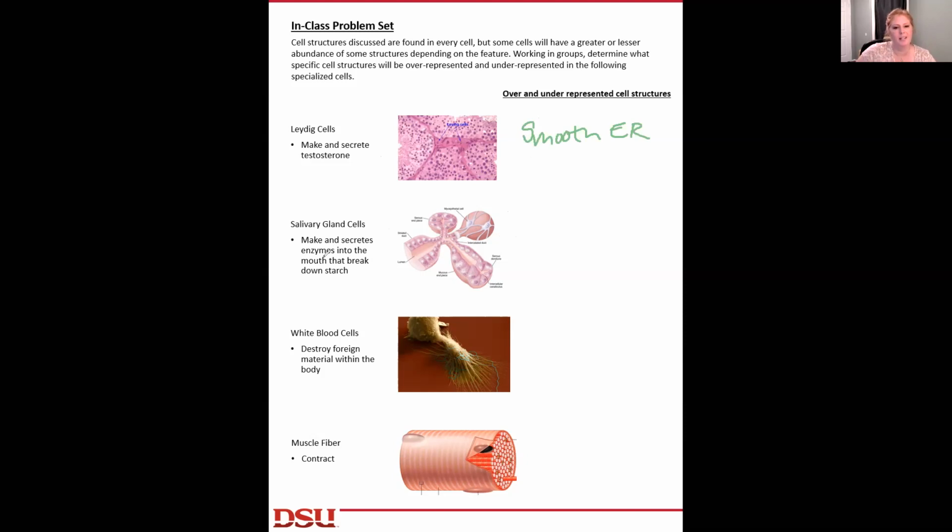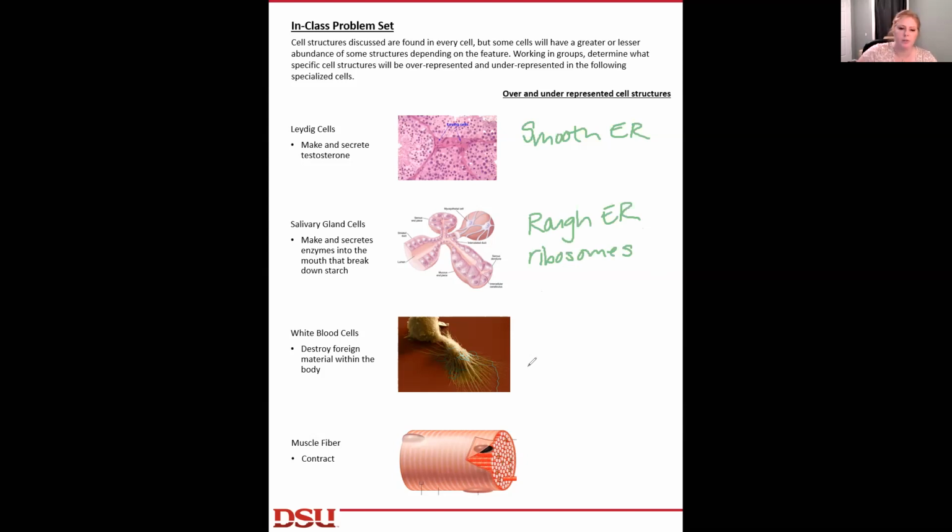Salivary glands make and secrete enzymes into the mouth that break down starch. Salivary glands, again, have these enzymes, and enzymes are proteins. What didn't completely get covered in the pre-lecture was the fact that rough ER is responsible for making a lot of this. If you put ribosomes, I'm good with that, in the sense that you know that ribosomes are going to be making proteins and that enzymes are proteins. But really it's rough ER.